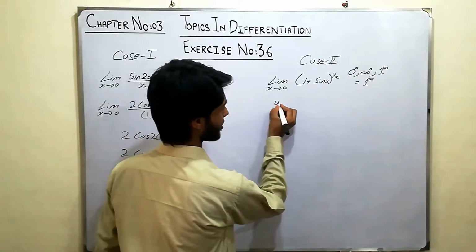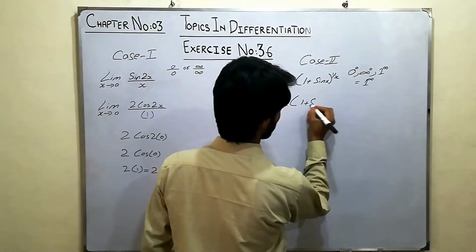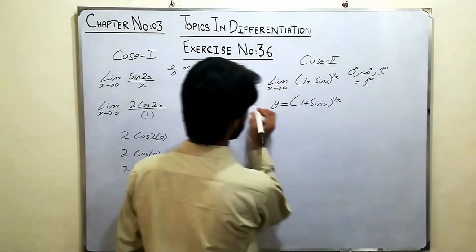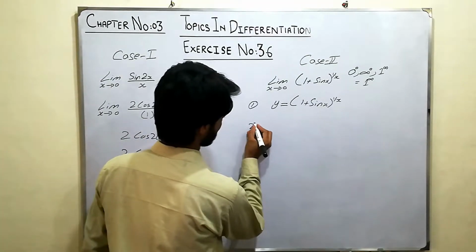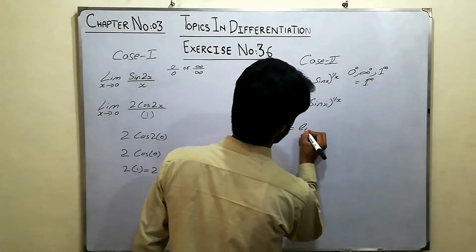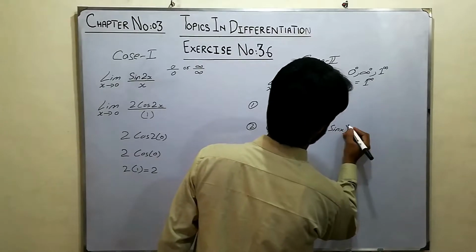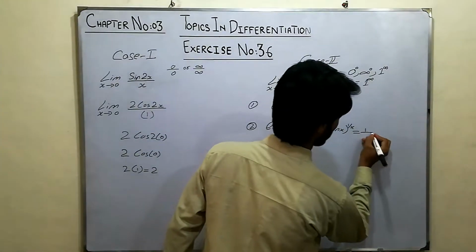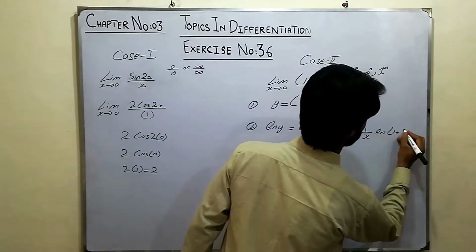So there are 3 to 4 steps to solve this type of question. Step 1 is that let the function equal y: y equals (1 plus sin x) to the power 1 by x. This is our step 1. Step 2 is that we take ln on both sides, so we have ln y equal to ln of (1 plus sin x) to the power 1 by x. Use the property of log, so we have 1 by x at the start, times ln (1 plus sin x).